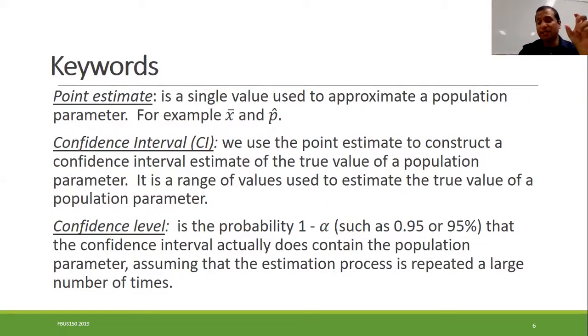So the point estimate is not the right choice in terms of making inferences for a bigger population. So what is important here? Using the point estimate, we try to find a range, or an interval, that is known as the confidence level or confidence interval.